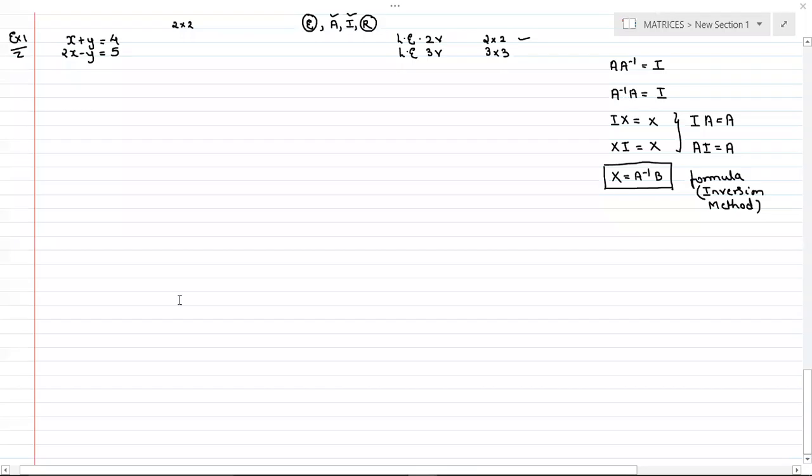Okay, so here the first thing is that you have to understand the formulas. Okay, so here we have some formulas.